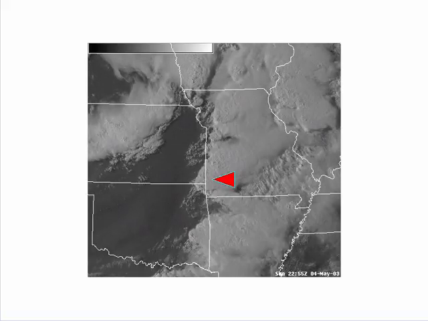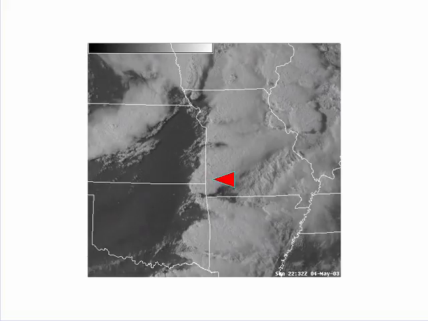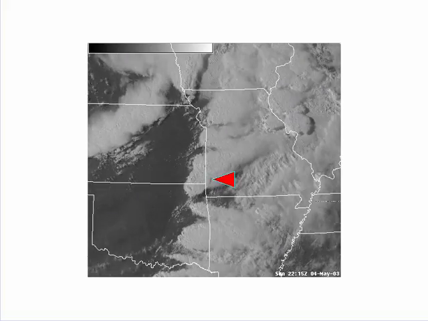Another interesting feature is that if we go back here to about 2025Z or 2015Z, notice that the orientation of the left mover in this case is like this, while the right movers are more like this. And the reason for this is not that we have diverging winds at anvil level. In fact, the anvil level winds were fairly uniform throughout this area, out of the southwest.